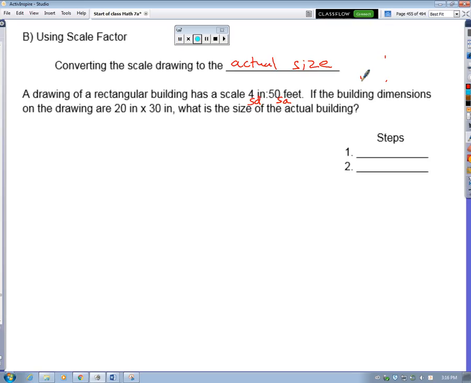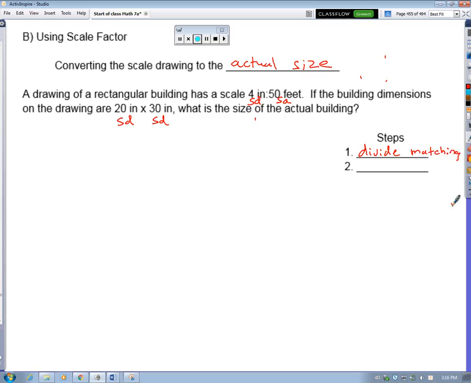Then we have some other numbers here. It's telling us that on a drawing the building dimensions are 20 inches by 30 inches. Since this is the drawing of the building, these are our scale drawing numbers. What we're trying to find is the actual size of the building. So we have two steps here. The first step is we're going to divide the matching numbers. Dividing the matching numbers.